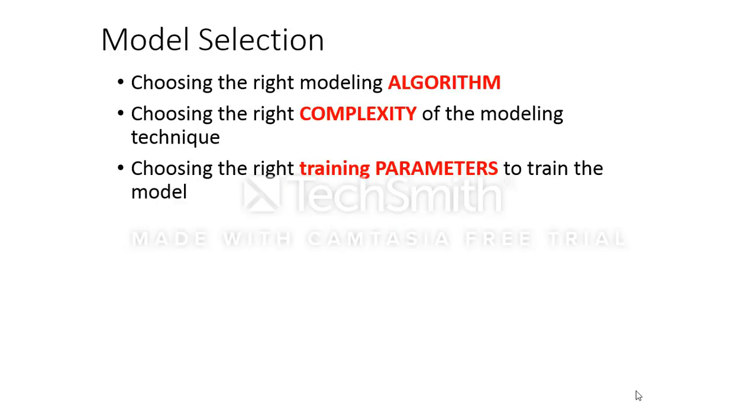This process is called model selection. Choosing the right model or right modeling algorithm is very important, and choosing the right complexity of the modeling technique is once again important, and along with that algorithm and complexity, you need to choose the right training parameters to train the model.